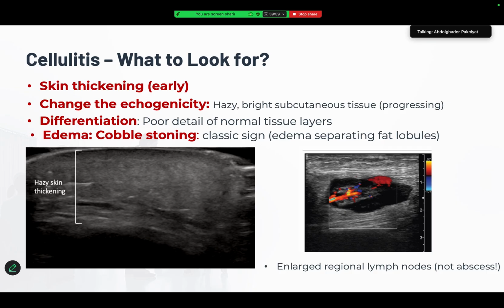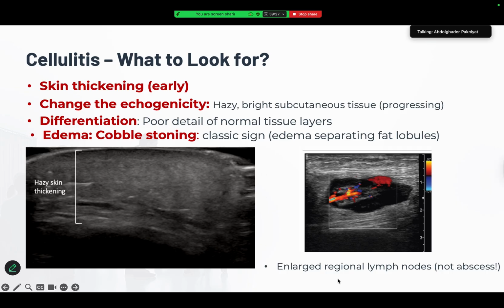But in case of cellulitis, we cannot differentiate the different layers of the skin. And finally, in advanced stage of cellulitis, we have cobblestoning, a classic sign of cellulitis because of the edema that separates fat lobules. But remember that cobblestoning is not specific just for cellulitis. We have cobblestoning in other non-infection cases also.